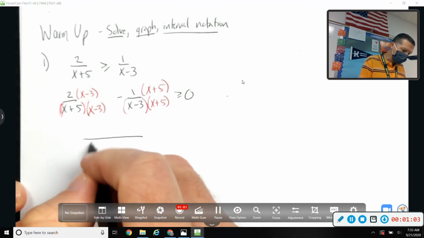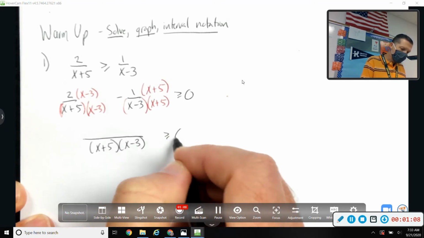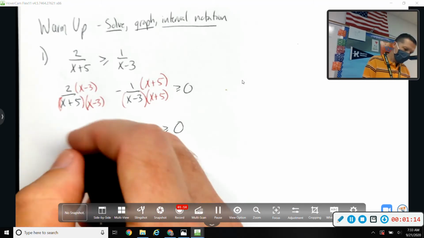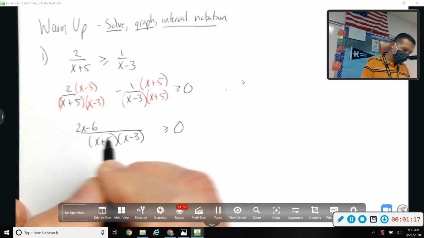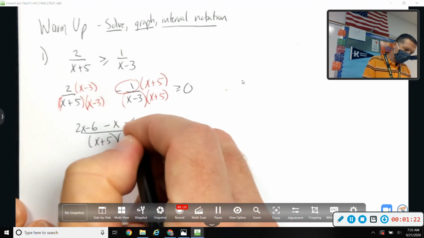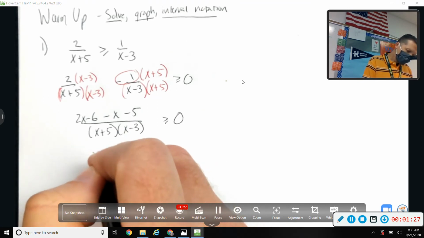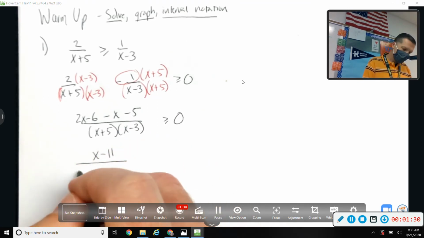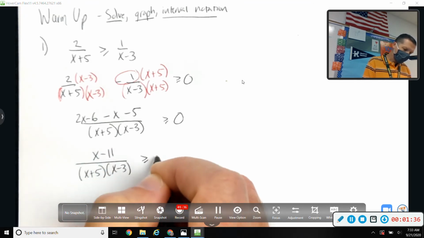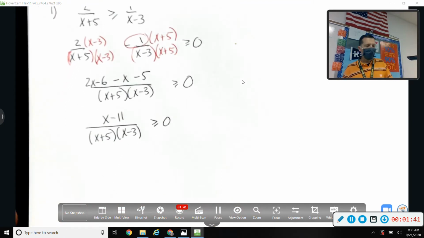Now that we have a common denominator, we only need to write it once because it's in common. And now we can worry about the numerators. 2x minus 6. Careful with the minus sign. Minus x minus 5. So x minus 11 over x plus 5 and x minus 3. All right, that's the form we like.